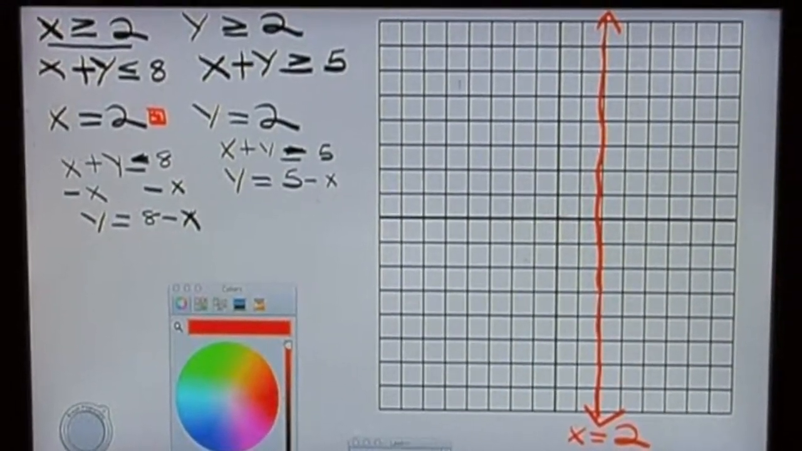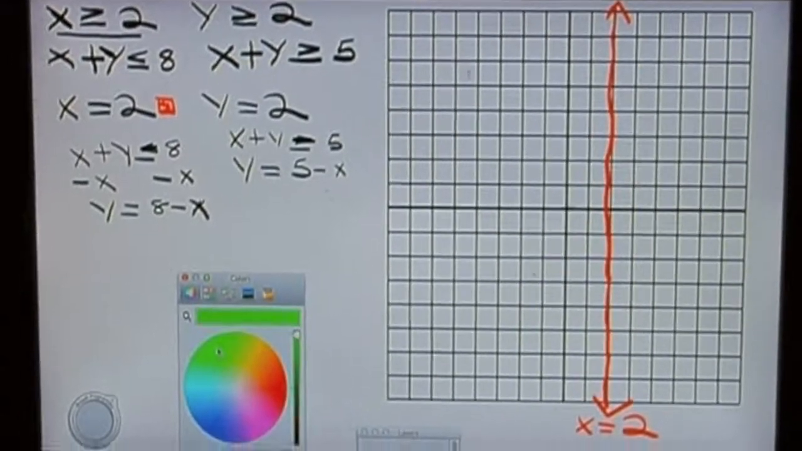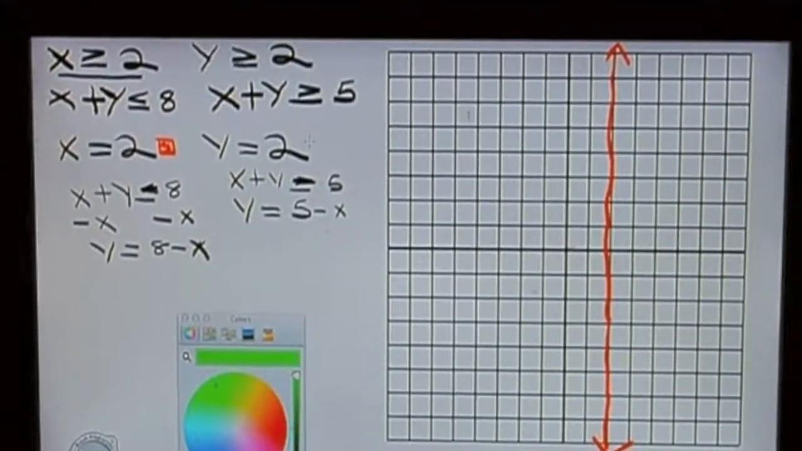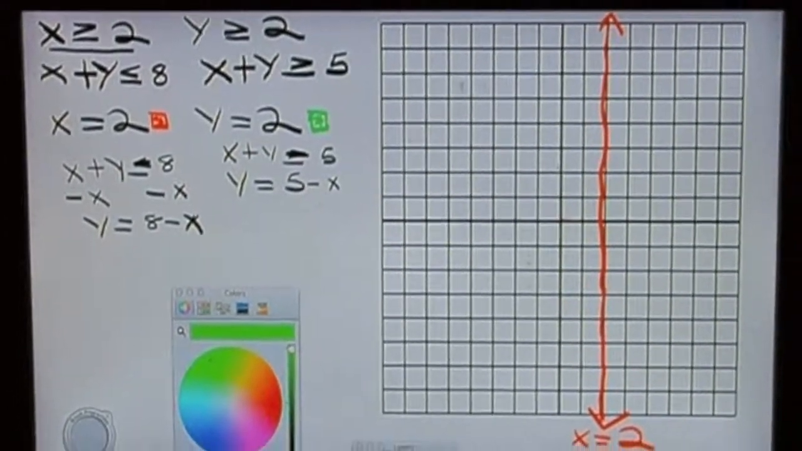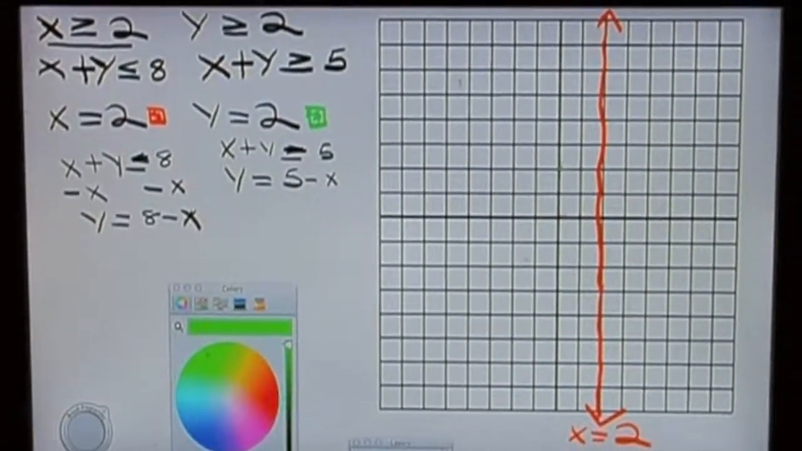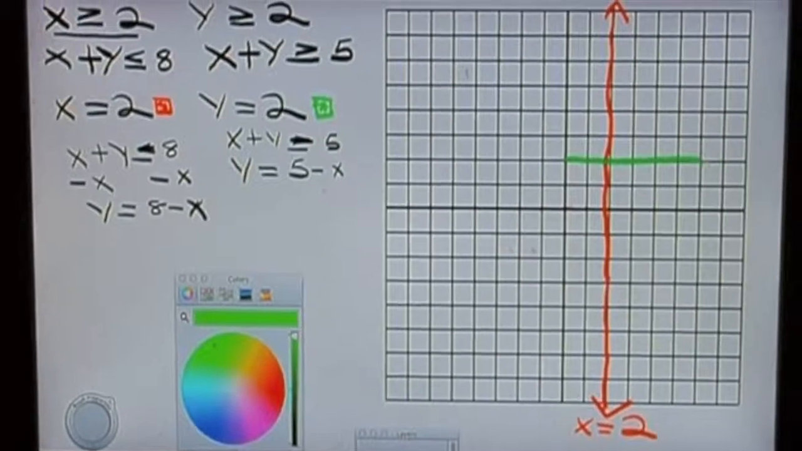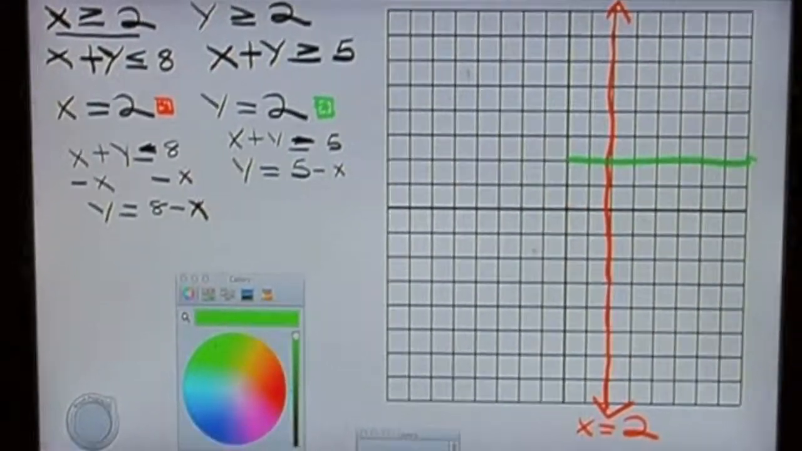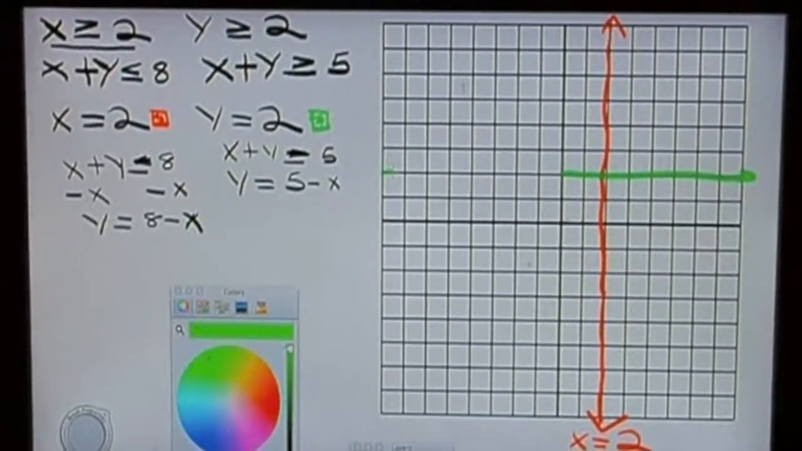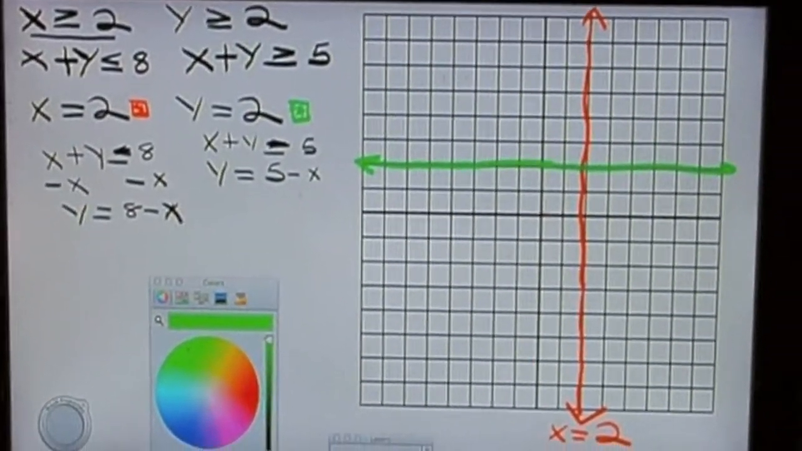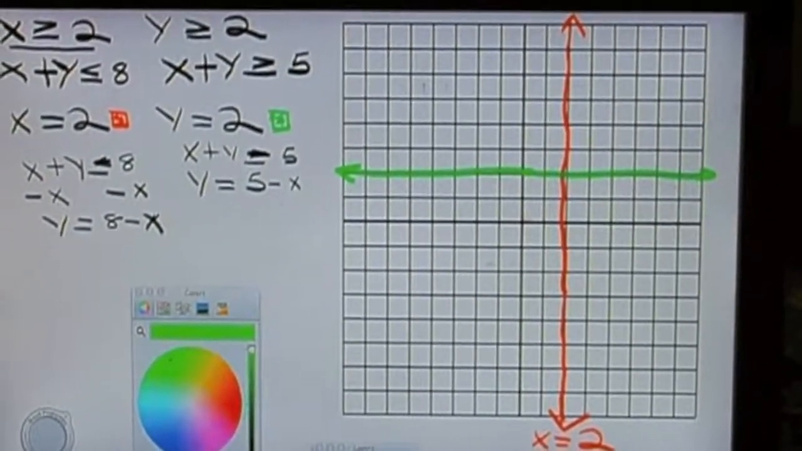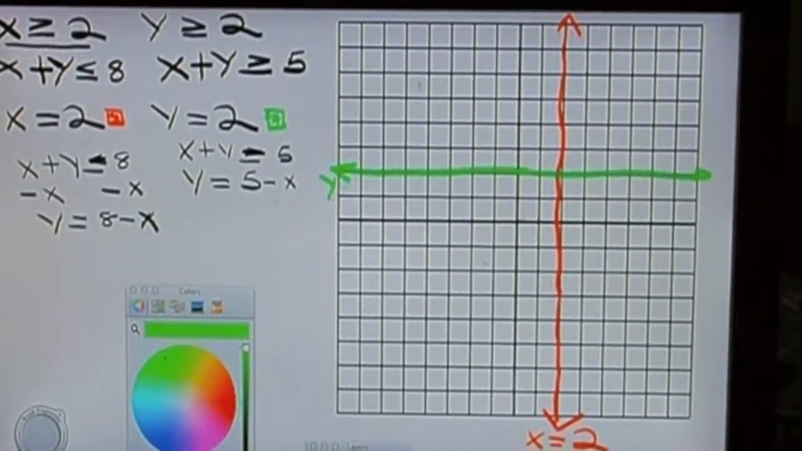Now don't forget to put the equation next to the line. Next, we'll have our y equals 2. We'll have this one be green. And we're basically doing the same thing, except this one's a horizontal line. Write it down here.